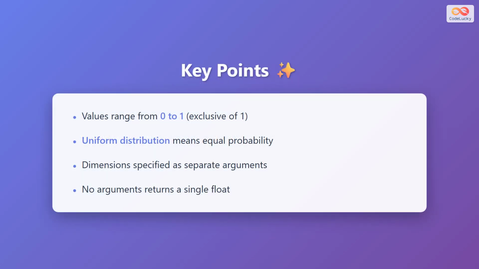Let's recap the key points. First, all generated values range from 0 up to, but not including 1. Second, the uniform distribution means every value in this range has equal probability of being selected. Third, dimensions are specified as separate arguments, not as a tuple. And finally, calling the function with no arguments returns a single floating point number. These fundamentals will help you effectively use np.random.rand in your data science projects.